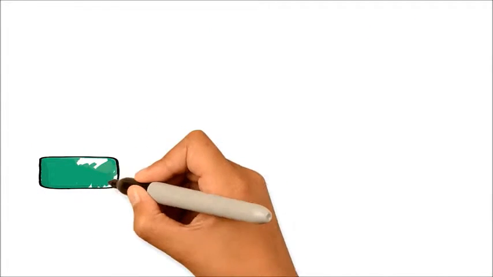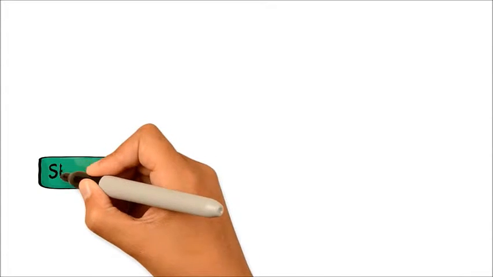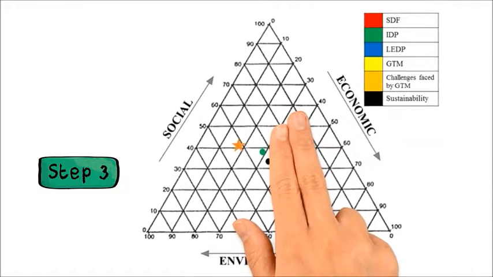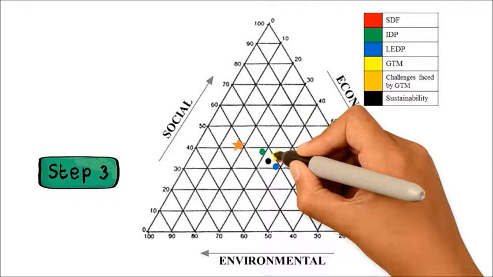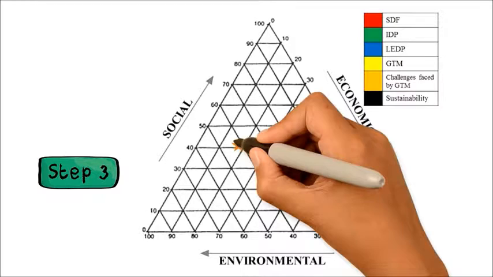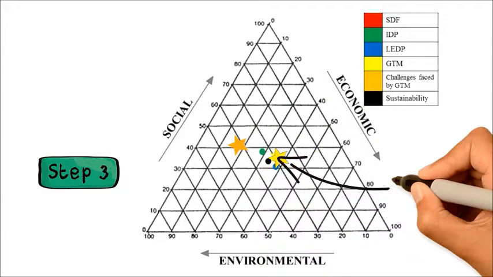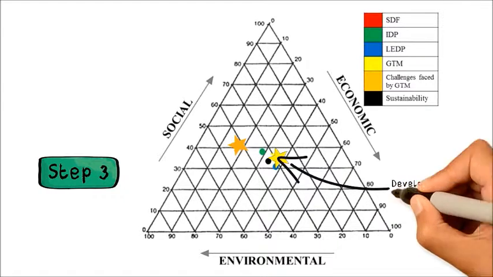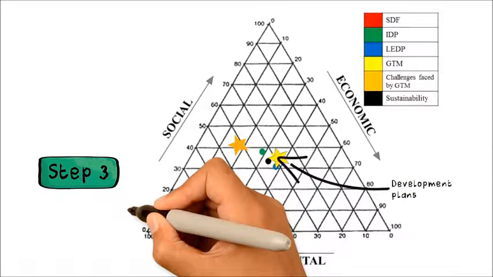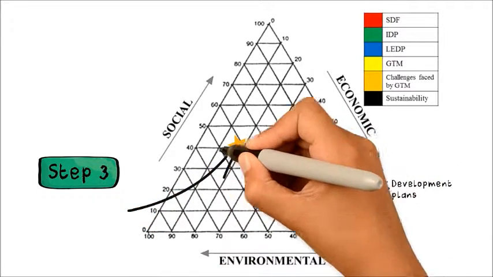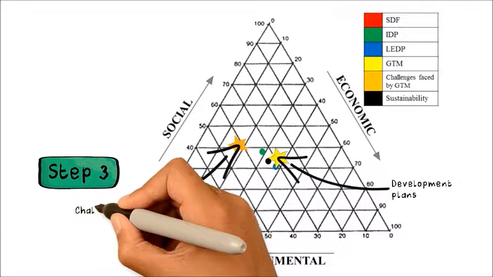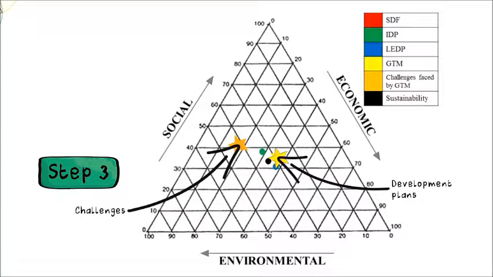This brings us to the third and final step in the toolbox, where the first 2 steps will be combined. From the combined graph of the municipality, you will note that the challenges faced by the municipality is somewhat removed from the solutions offered in the development plans. While the development plans for the municipality have a balanced grouping near the apex of sustainability, the challenges faced by the municipality is skewed more towards the social and environmental pillars of sustainability.